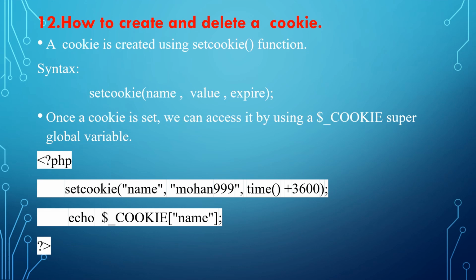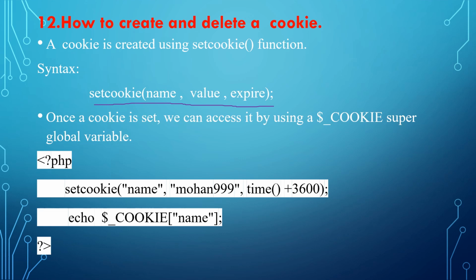How to create a cookie and delete a cookie? A cookie is always created using the setcookie function. The syntax here is setcookie, name of the cookie, value, and expiry time. Once a cookie is set, we can access it by using the $_COOKIE super global variable.